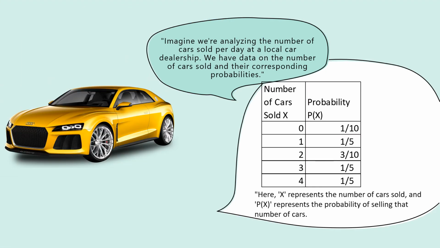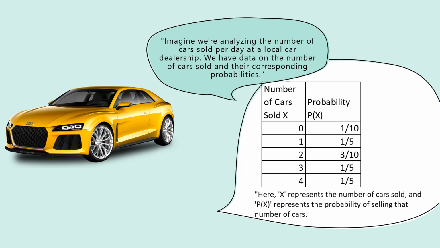Imagine we're analyzing the number of cars sold per day at a local car dealership. We have data on the number of cars sold and their corresponding probabilities. The number of cars sold is represented by the random variable x, and the probability is represented by p of x.